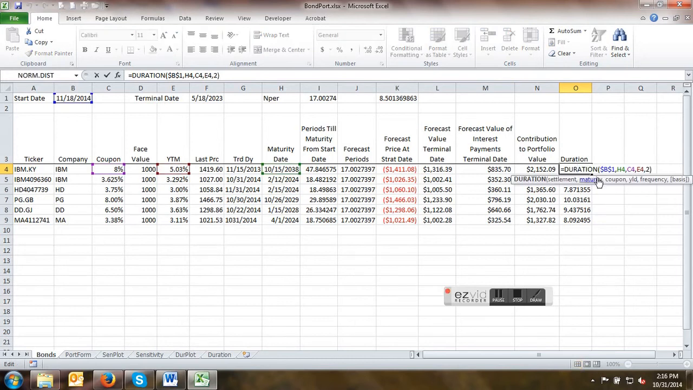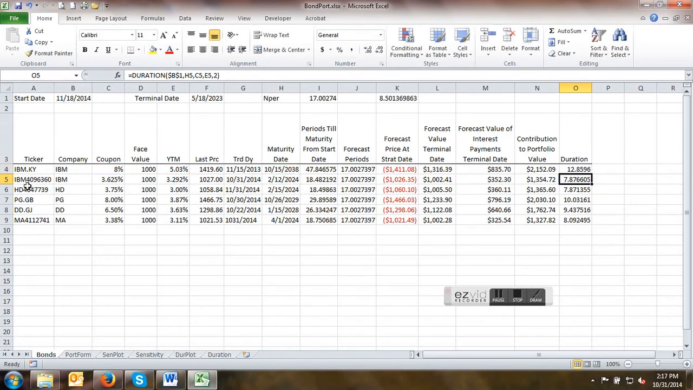And the duration of the bond is the duration calculation. That's going to be the settlement date, which is the date we buy the bond, that's the 18th. And then the date of maturity, which is right here. And then the C4, which is the coupon rate, and then E4, which is the yield to maturity, comma 2 means it's a semi-annual bond. Alright, and that's the way you're going to start selecting bonds.